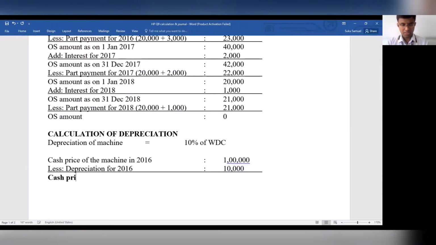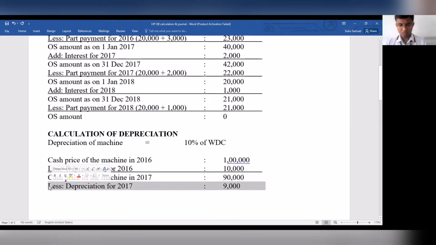So cash price of the machine in 2017, 90,000 less depreciation for 2017. So depreciation for 2017 is 9,000.